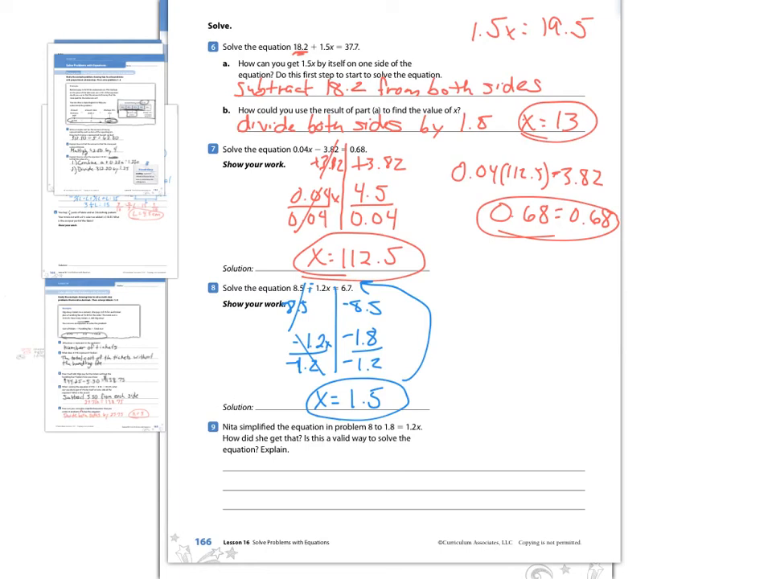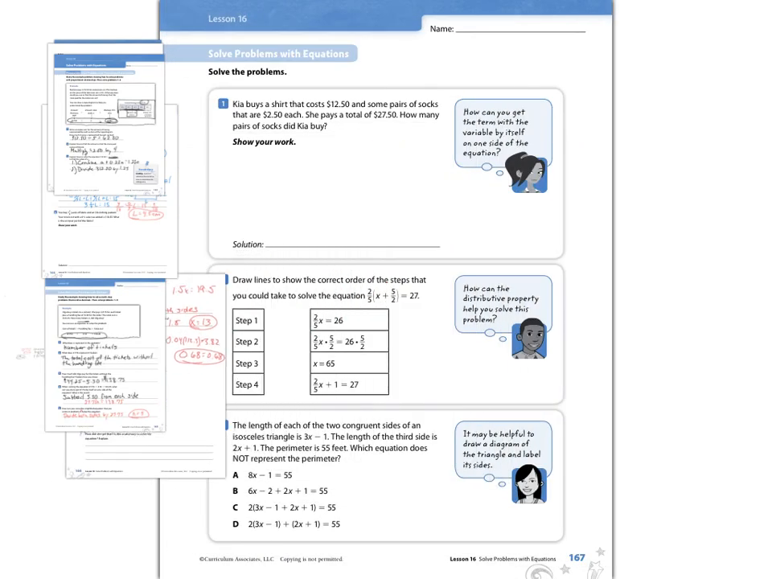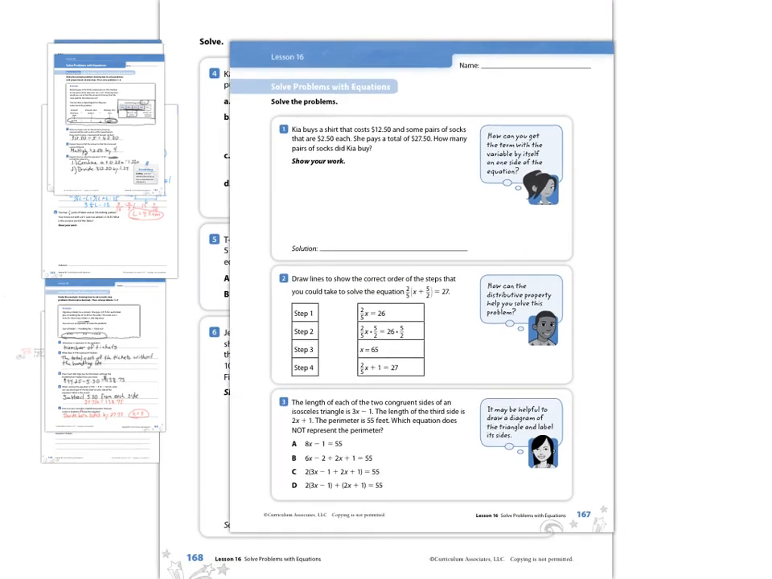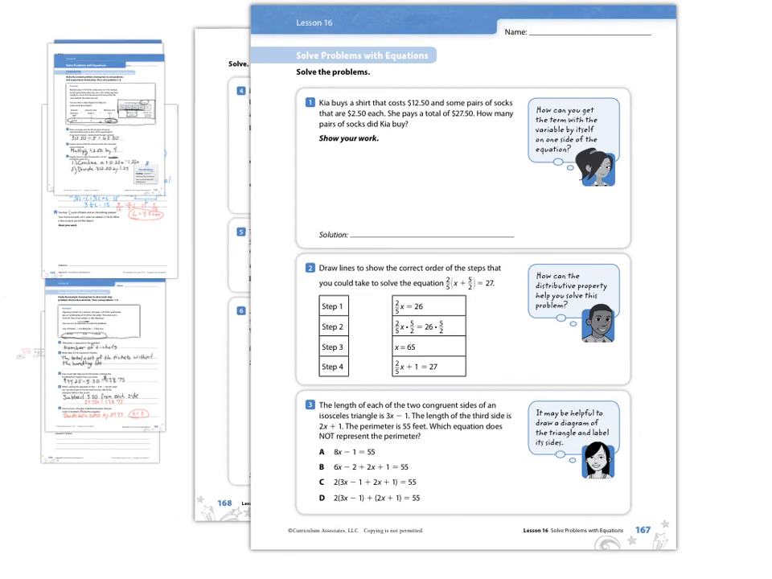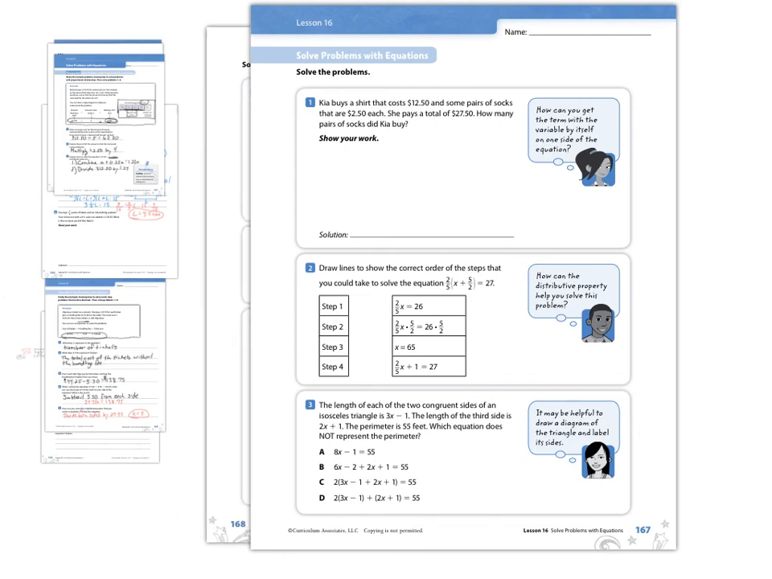You are now going to skip number 9. We do not need to do number 9. And you are going to move on to the next page. These next two pages are going to be your classwork and homework that you're going to need to complete for tomorrow.